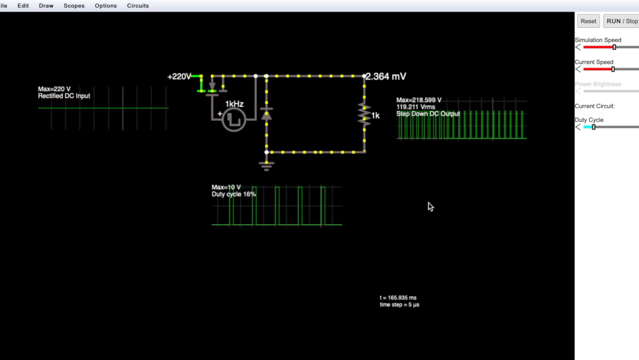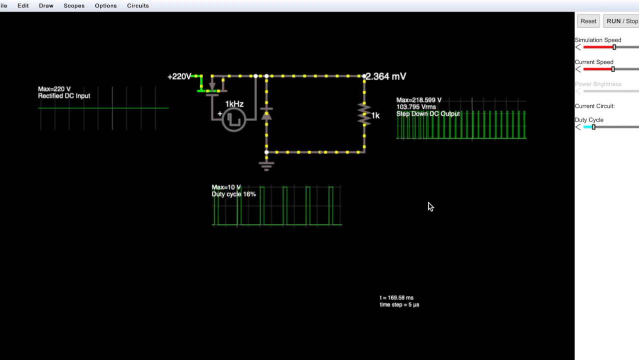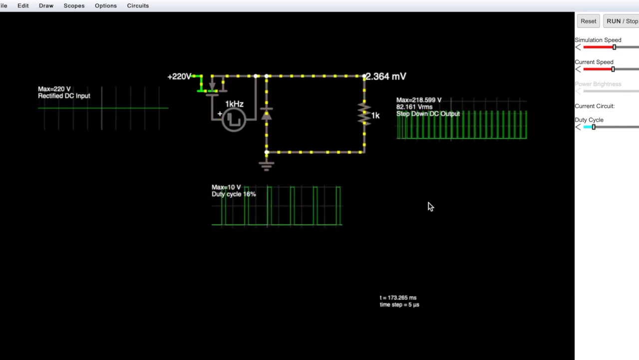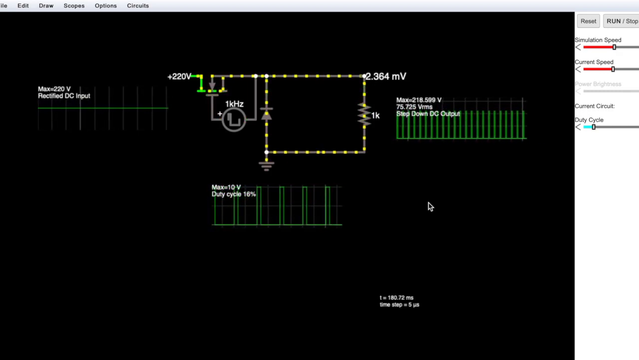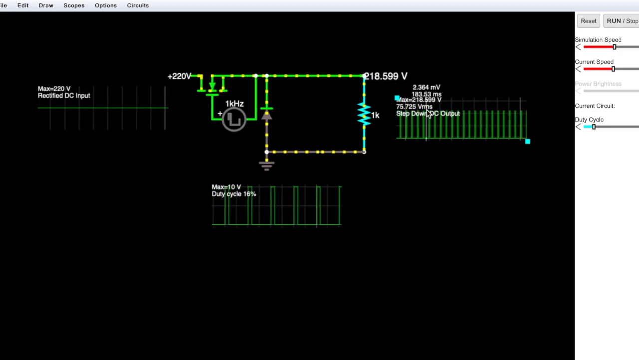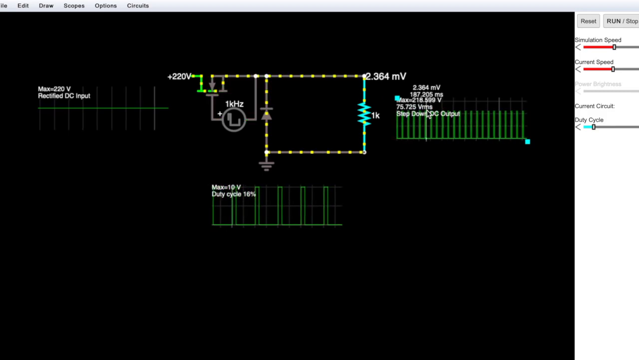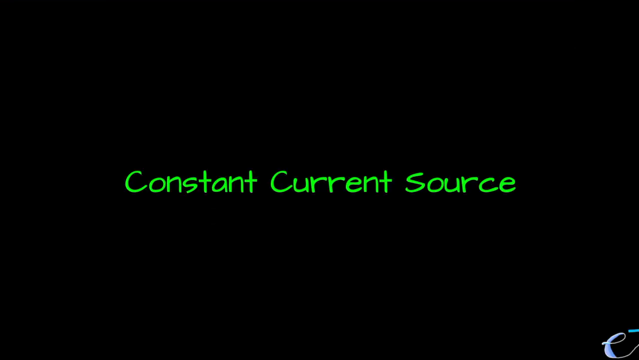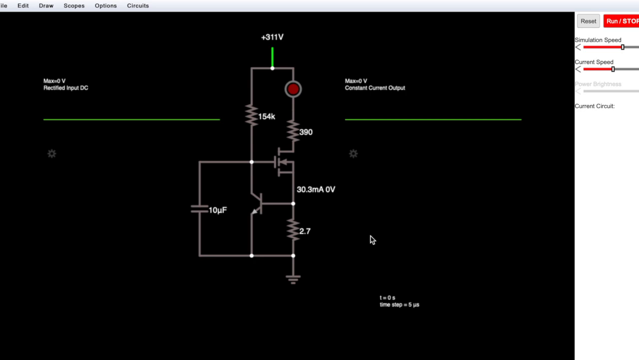The function of the filter, which I removed earlier in the circuit, is to smoothen out this output. So this is a constant voltage source. Now let's go back and see a constant current source. A constant current source is a different way of controlling the output. Here, we are controlling the current instead of the voltage of the circuit. This is what a basic constant current source looks like.